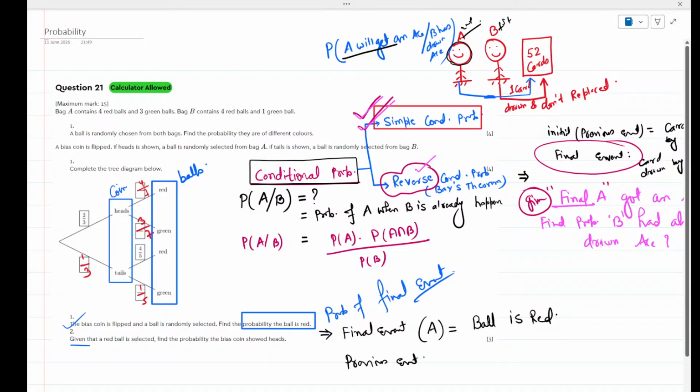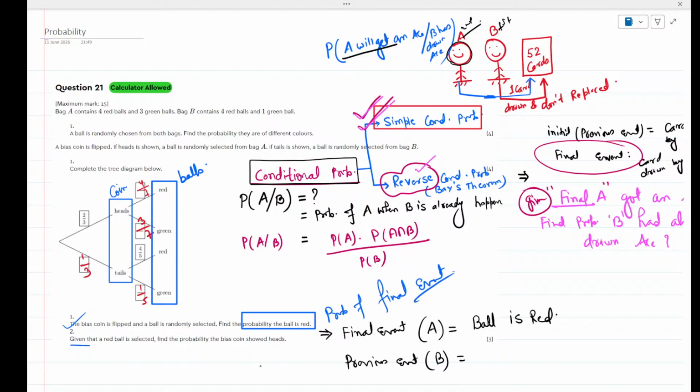So the previous event, that is B, is the coin is flipped and the ball is randomly selected. First one, your first answer, where is the condition? There is no condition here. What's the condition here?